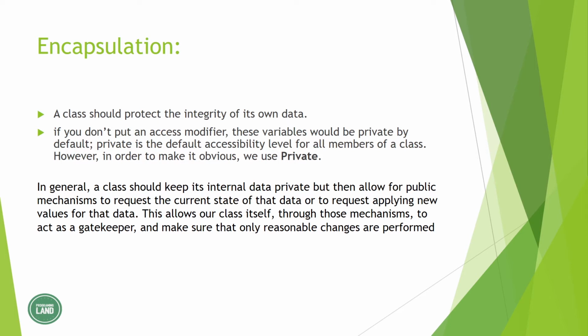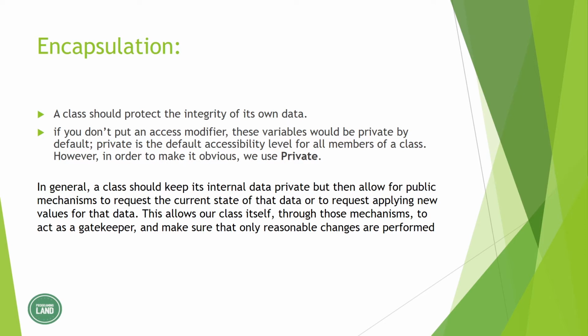A class has a role, and that is, it should protect the integrity of its data. If you do not put an access modifier, it is automatically defined as private, but as I said, private is the default accessibility level, but in order to make it clear for your colleague, or for yourself when you want to review that code, it is recommended to use the private keyword.